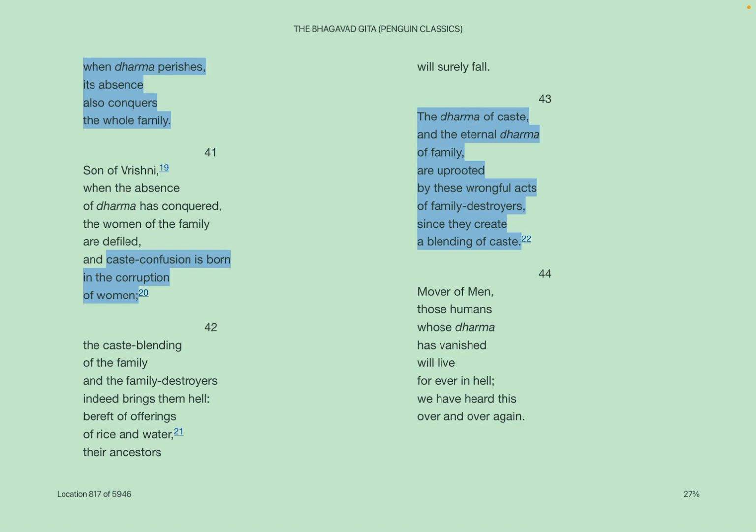When Dharma perishes, its absence also conquers the whole family. And this also goes against Varna, right? Caste confusion is born in the corruption of women. The Dharma of caste and the eternal Dharma of family are uprooted by these wrongful acts of family destroyers, since they create a blending of caste, right? This is going to mess everything up, he says, and we shouldn't do this.